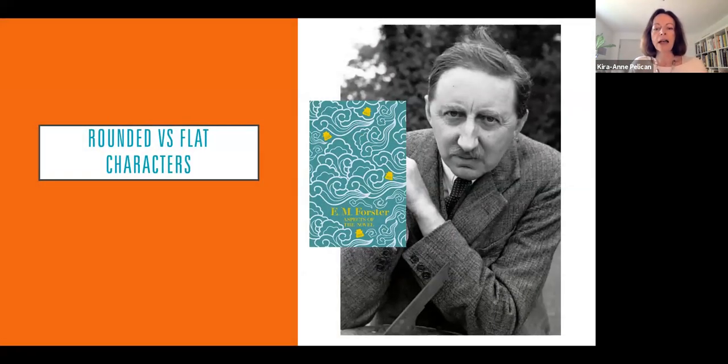Forster certainly seems to be one of the first people in the West to have observed the difference between rounded and flat characters. He made the point, writing in Aspects of the Novel, that the central characters in novels are believable because they're complex, they feel real, they are rounded. They also typically transform as we continue turning the pages of the novel. They continue to surprise us, but in believable ways. It was Forster that made that observation.